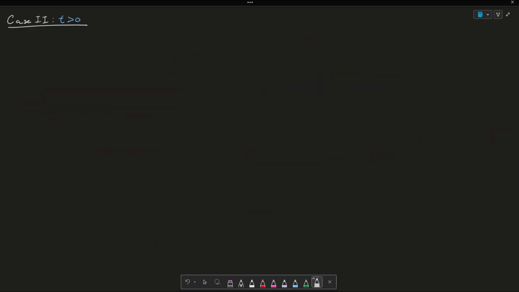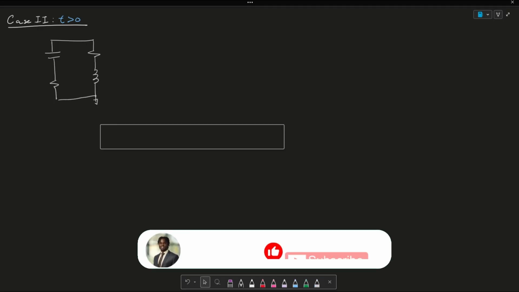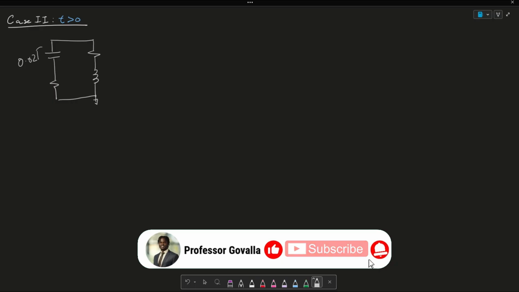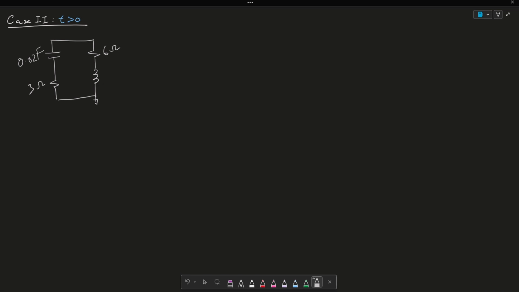Okay, so the next case we want to consider is case number 2, or when t is greater than 0. And essentially, this is when we disconnect that switch and my circuit now becomes the source-free series RLC circuit. Specifically now, because my capacitor is charged up and my inductor is also charged up. Where again, this was 0.02 farad. This is 6 ohms. This is 3 ohms. And this is 0.5 henry.